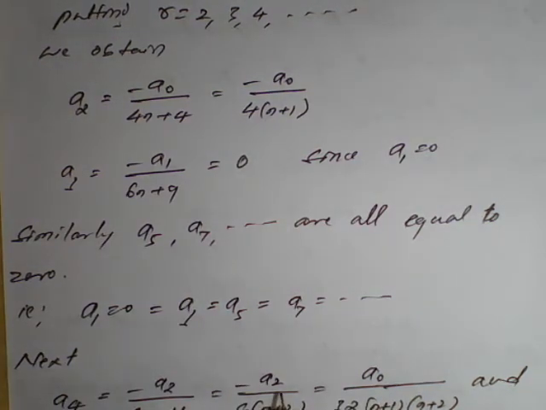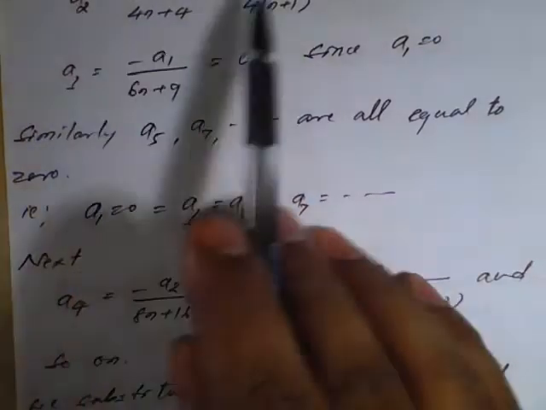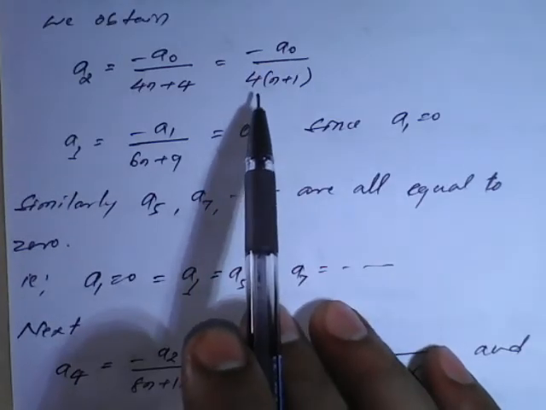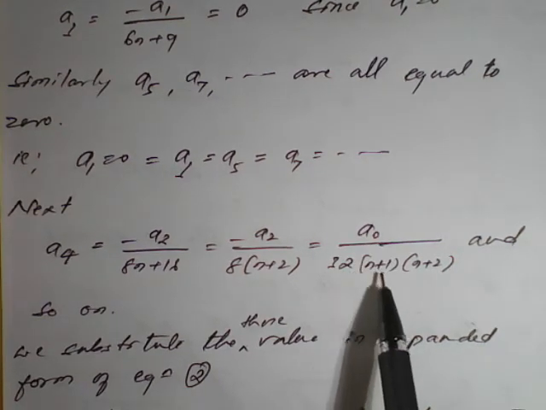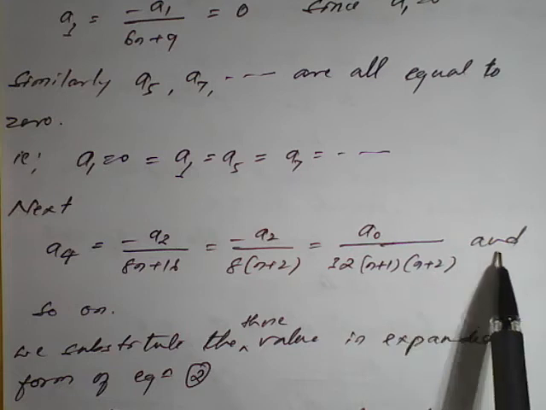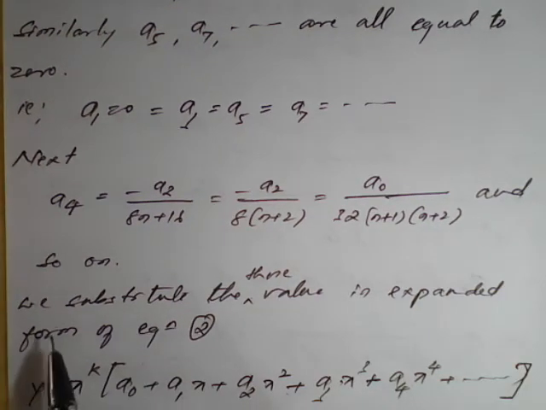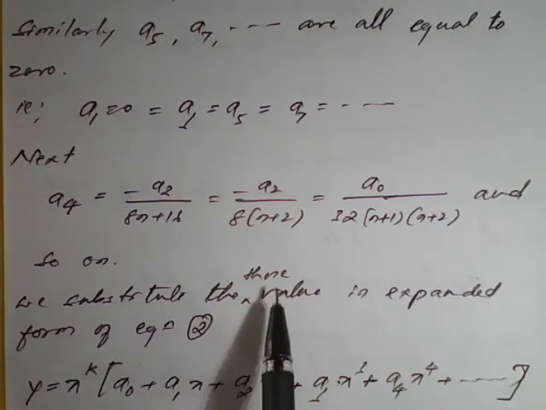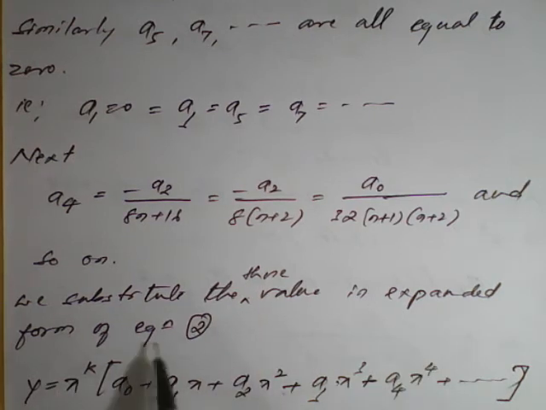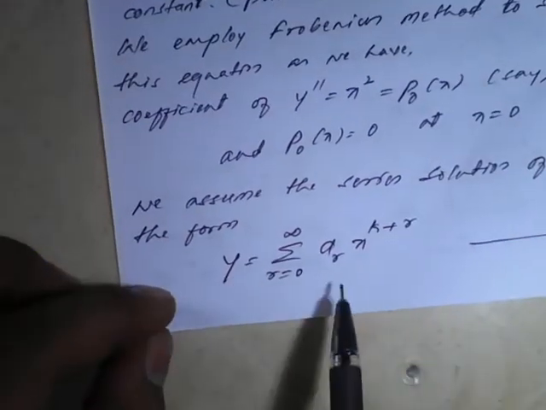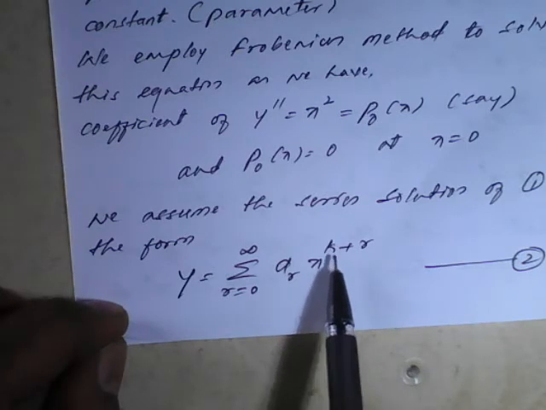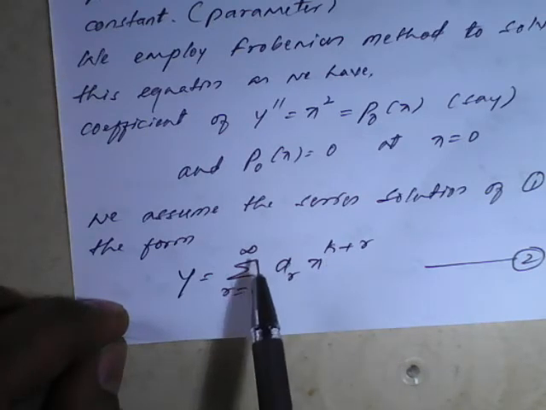We will replace the value of a2 as a0 upon 4 of n plus 1, so we'll get a0 upon 32 into n plus 1 into n plus 2, and so on. Similarly, we substitute these values in the expanded form of equation number 2. What is equation number 2? You should know it. Equation number 2 is y is equal to the sum of ar into x raised to k plus r, where r varies from 0 to infinity.